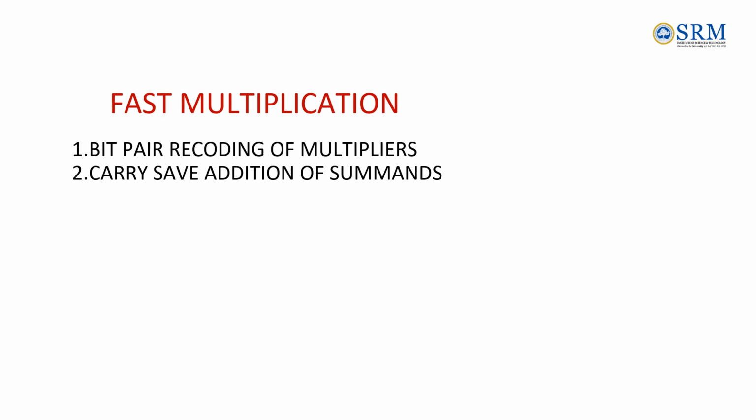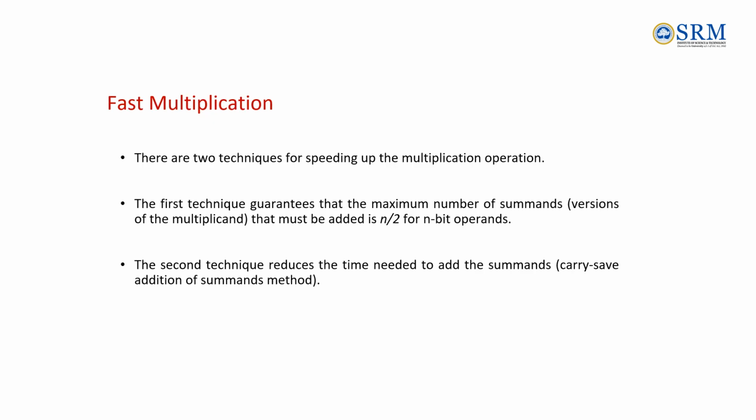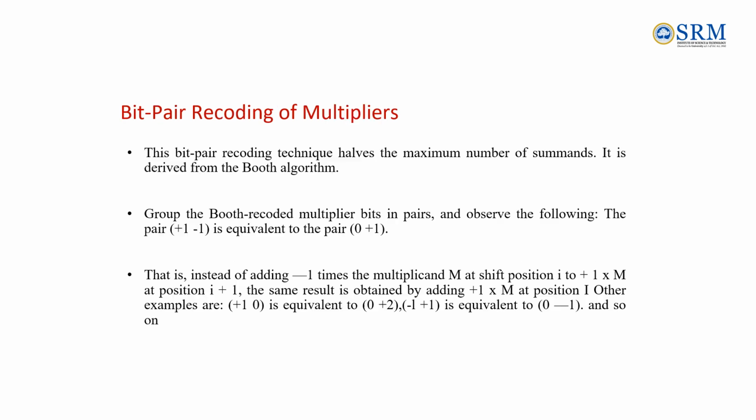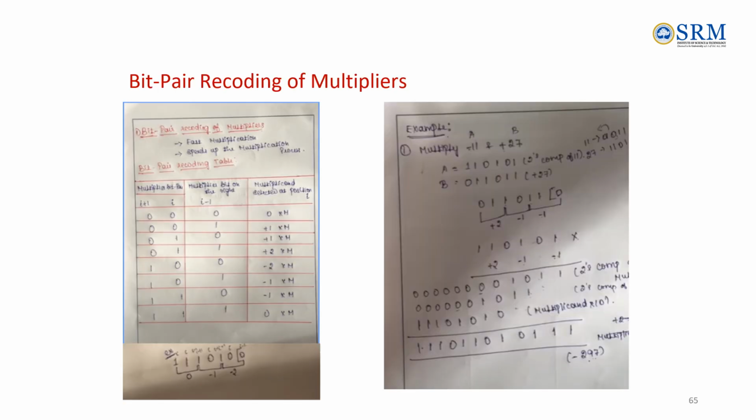Next, we'll get into the next topic, which is bit pair recoding of multipliers and carry save addition of summands. So these two are in the fast multiplication category. In fast multiplication, there are two techniques to speed up. One is bit pair recoding and the other one is carry save addition of summands. In bit pair recoding, the number of bits is halved.